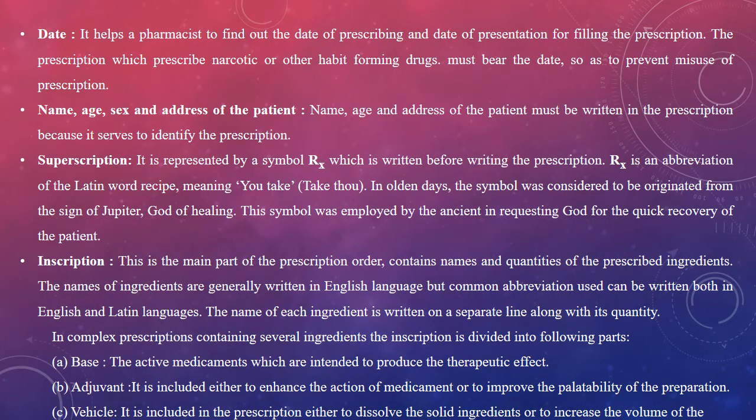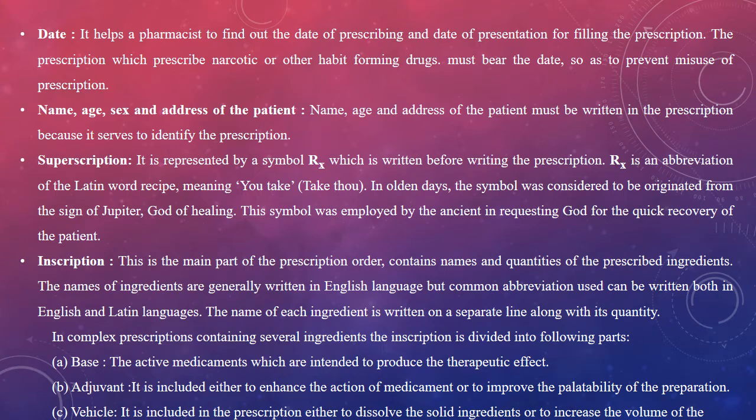Now we'll study what are these parts. Date. It helps a pharmacist to find out the date of prescribing and date of presenting or filling the prescription. The prescription which prescribes narcotics or other habit-forming drugs must bear the date so as to avoid misuse of prescription. Second is name, age, sex and address of the patient. Name must be written on the prescription because it serves to identify the prescription.